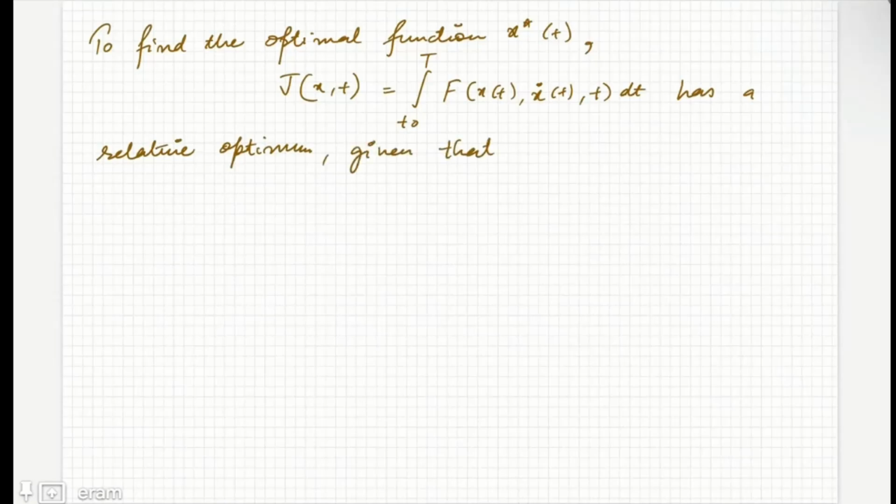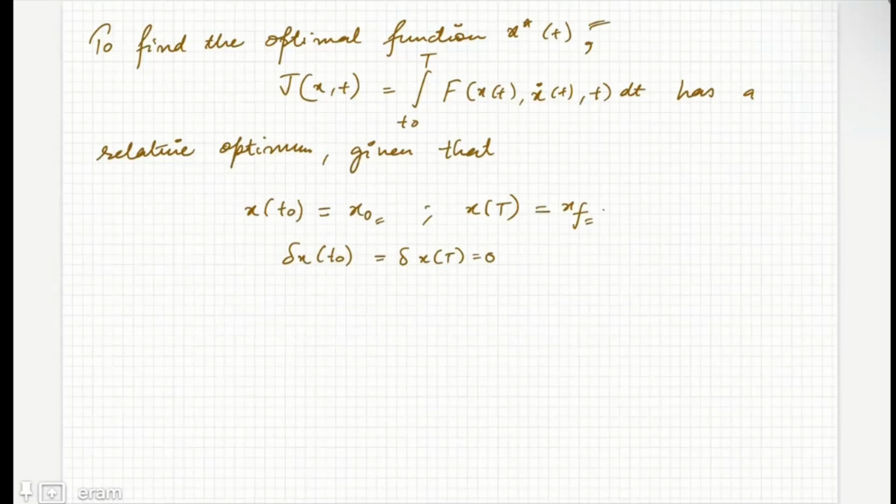and we also need to satisfy these boundary conditions. So the boundary conditions are that the initial condition should be satisfied, the final condition, that is at some finite time we should reach the final state value x of t f, and also the variations of states at t naught and t f, because these are fixed, so its variation at the initial time and final time is also 0. So these conditions we need to satisfy, and then we need to find the optimal function x star which optimizes this functional j.